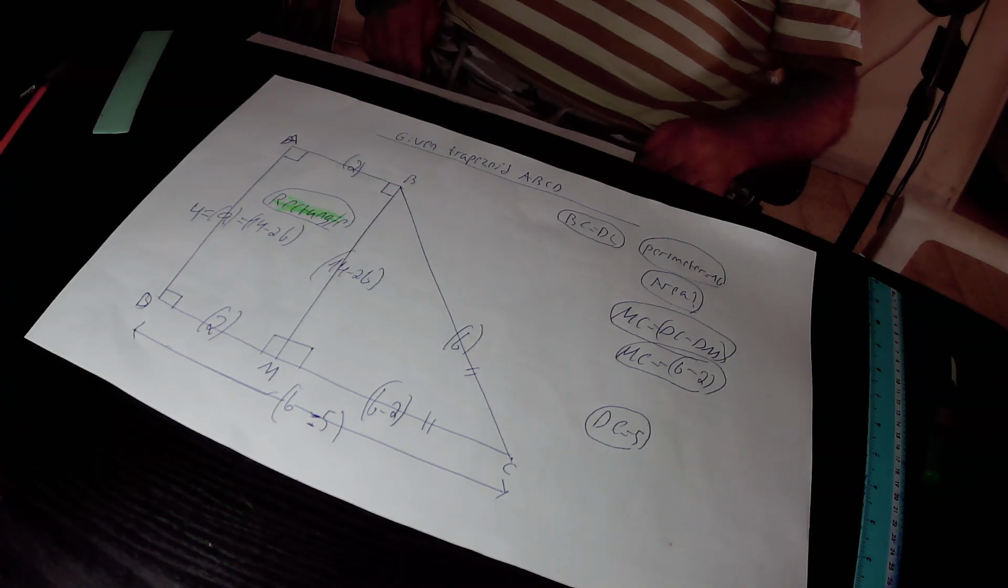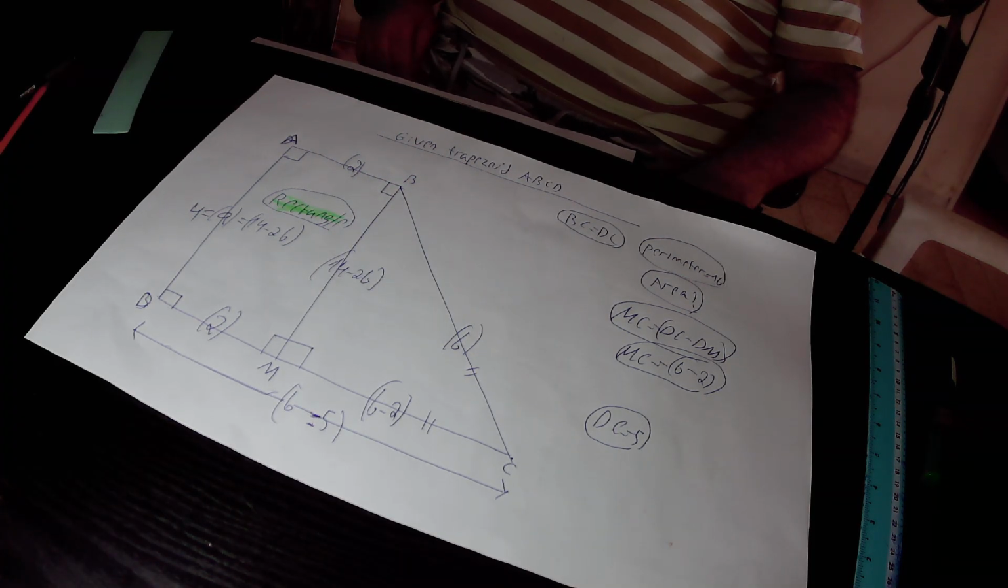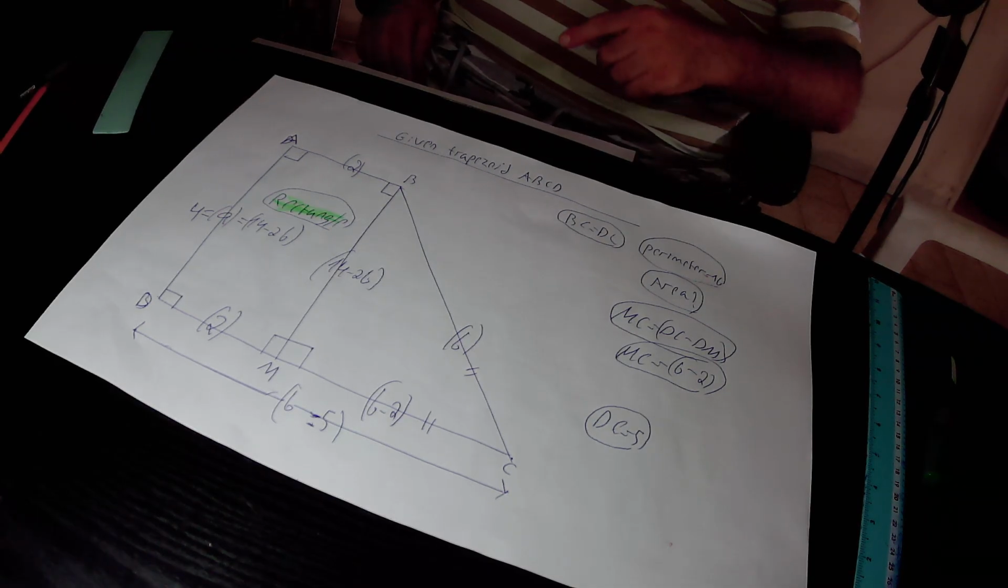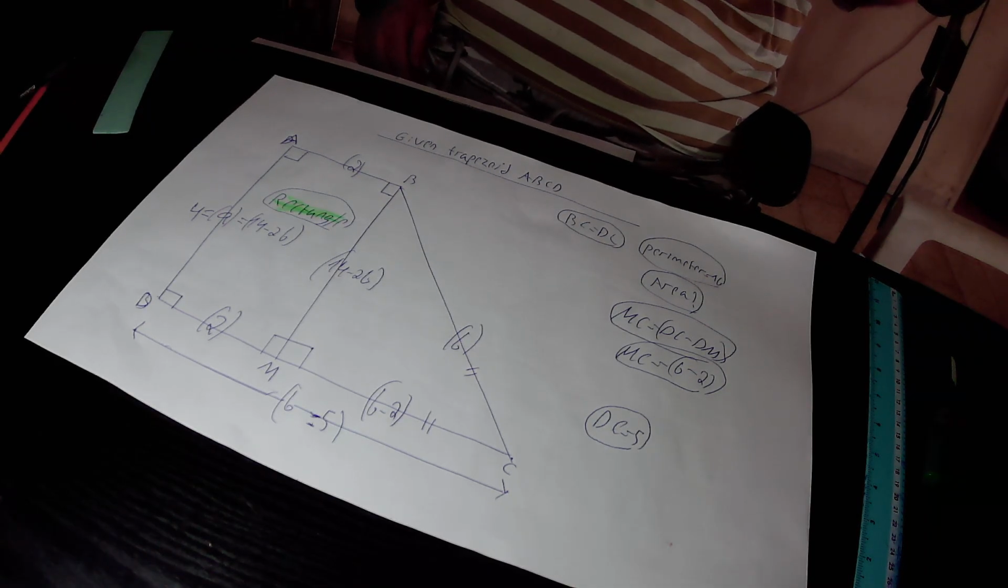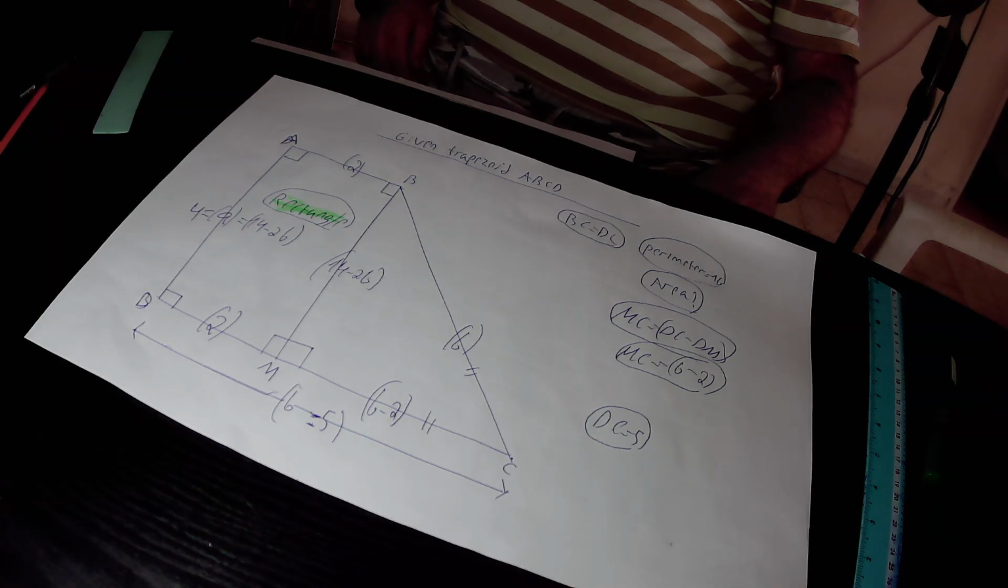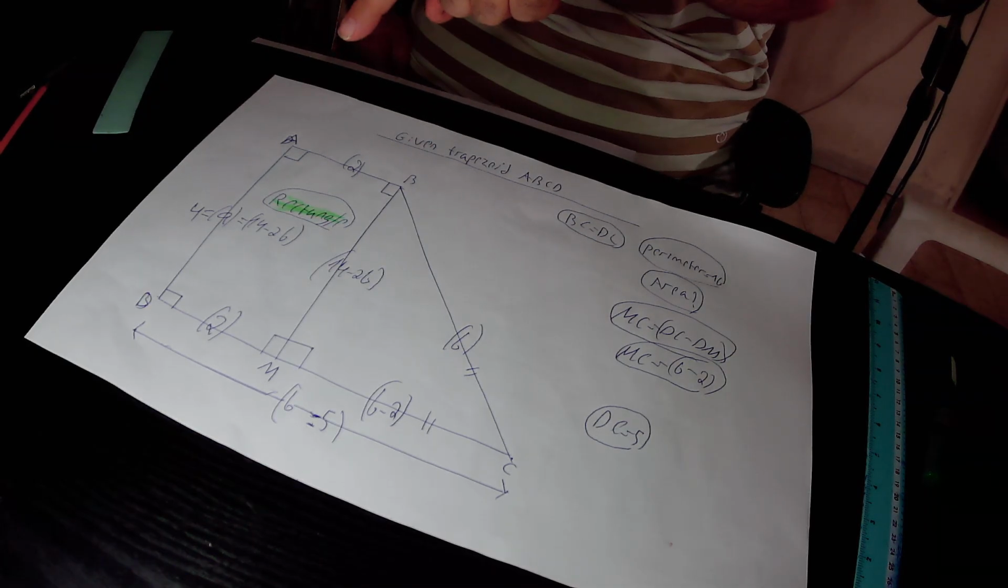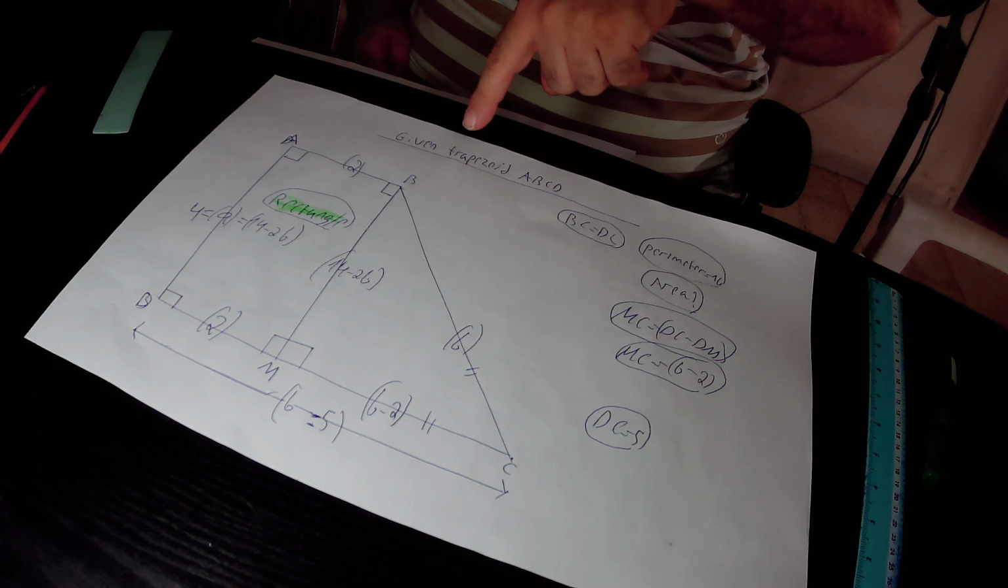So inside quadrilateral ABMD, we have 4 right angles, and according to the rule, any quadrilateral that has 4 right angles must be at least a rectangle, if not a square. So this quadrilateral ABMD is a rectangle. We also know that the opposite sides of a rectangle are equal to each other. So in rectangle ABMD, side AB must be equal to the opposite side DM.